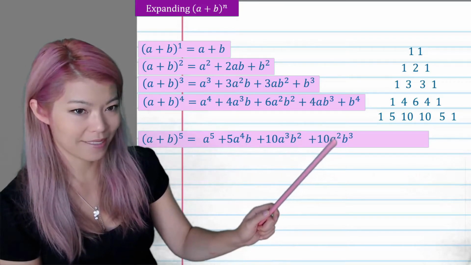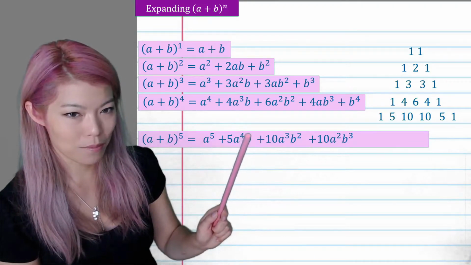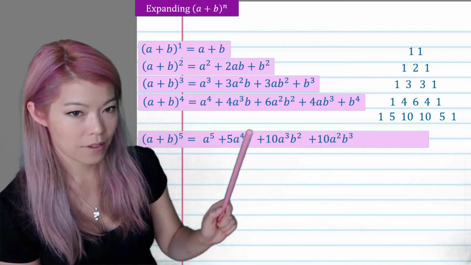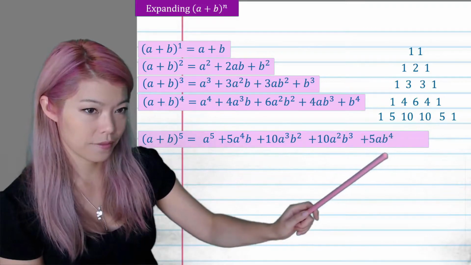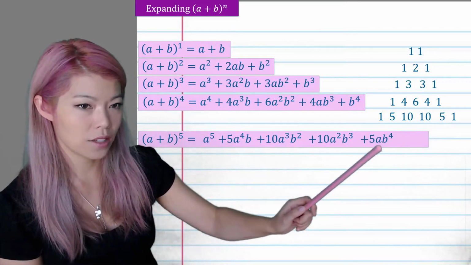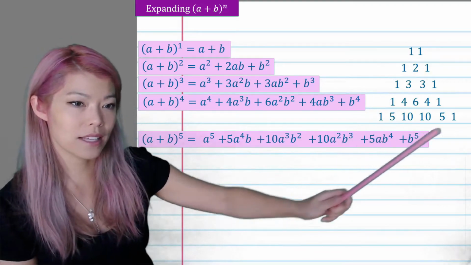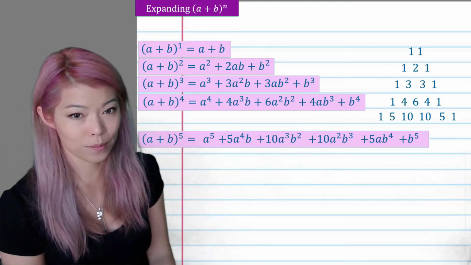Sorry, b cubed. Even I'm getting mixed up. Be very careful, and you can always check b1, b2, b3. The next one will be b4, a5, a4, a3, a2. The next one will be a1, and the coefficient is 5, 5a, b4. And the last one is a coefficient of 1. There's no a, and it's b to the power of 5. This is called Pascal's triangle, and we use it to expand all our polynomials.